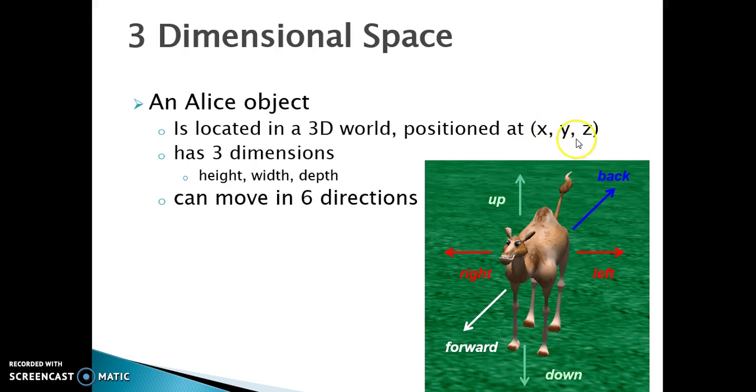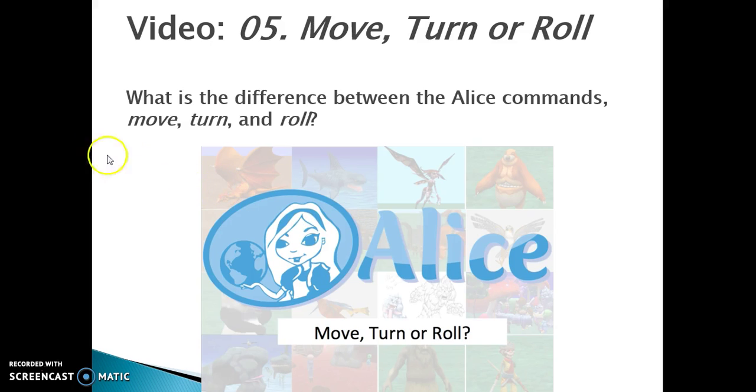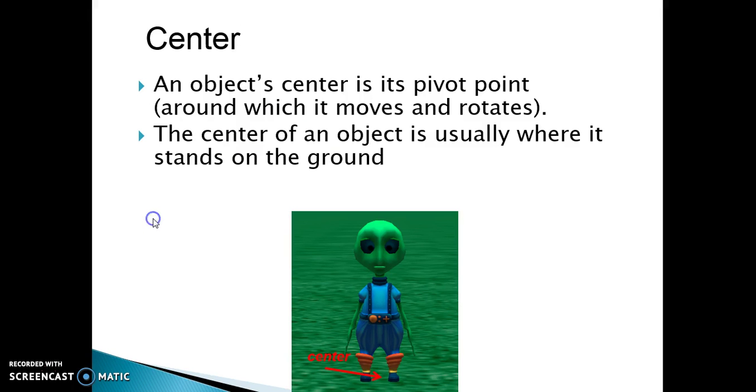And we say that it's located X, Y, and Z. Some of you might be familiar with X and Y for math, the X and Y axis. The Z axis is just the 3rd dimension. So what we want to talk about is the difference between these 3 words: move, turn, and roll. And there's a video that you can watch along with it if you wish, or you can listen to me.